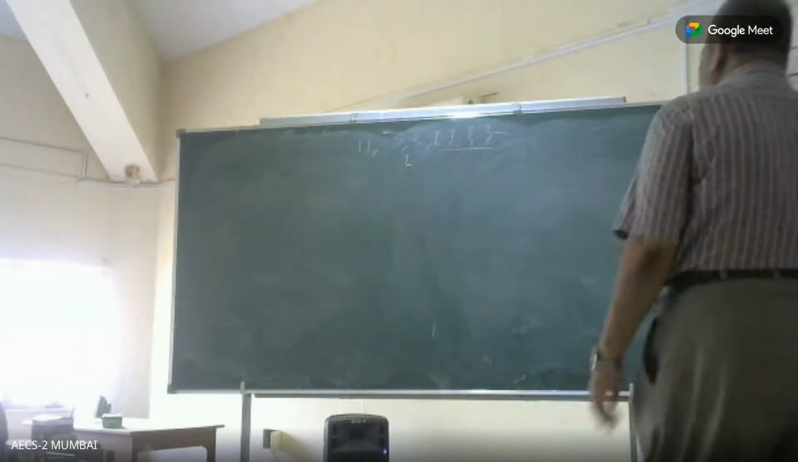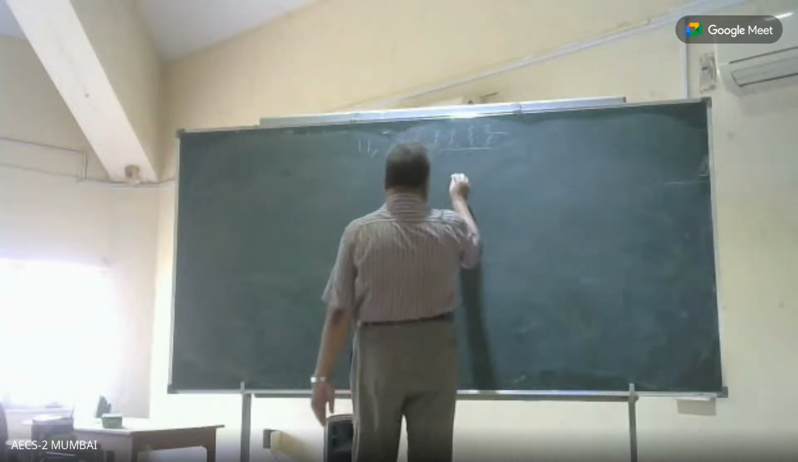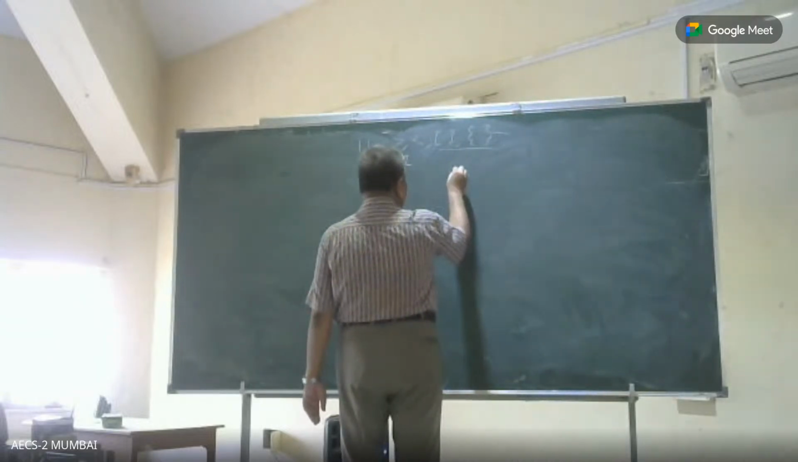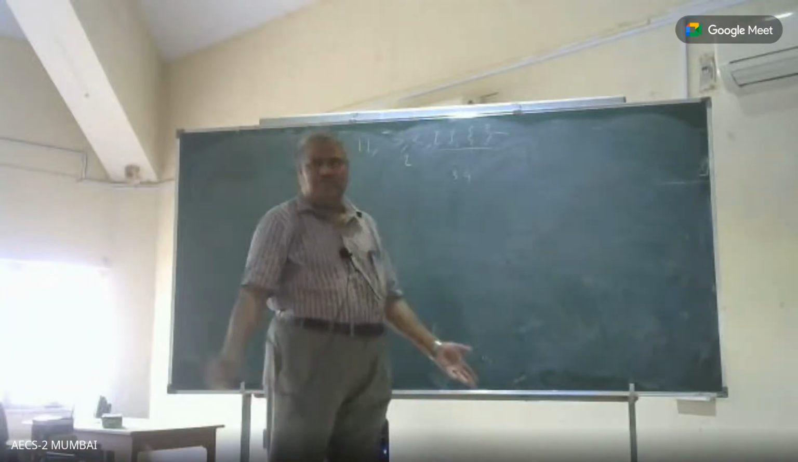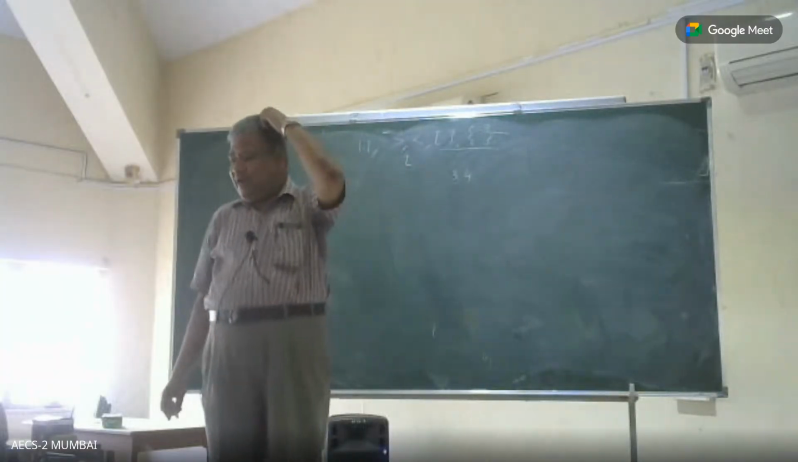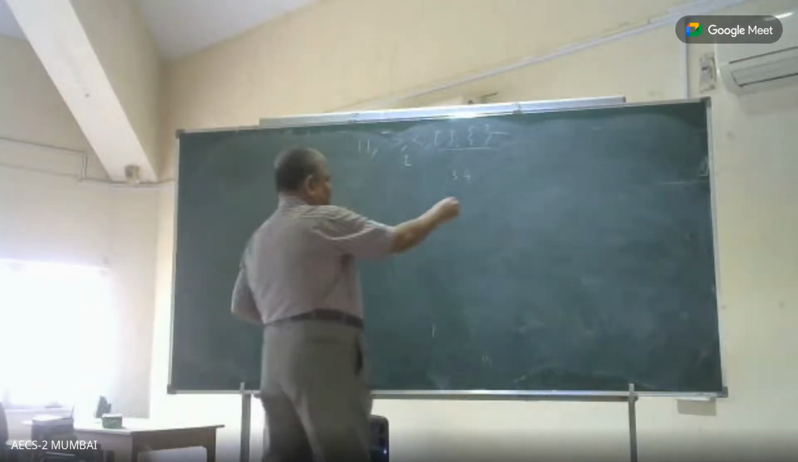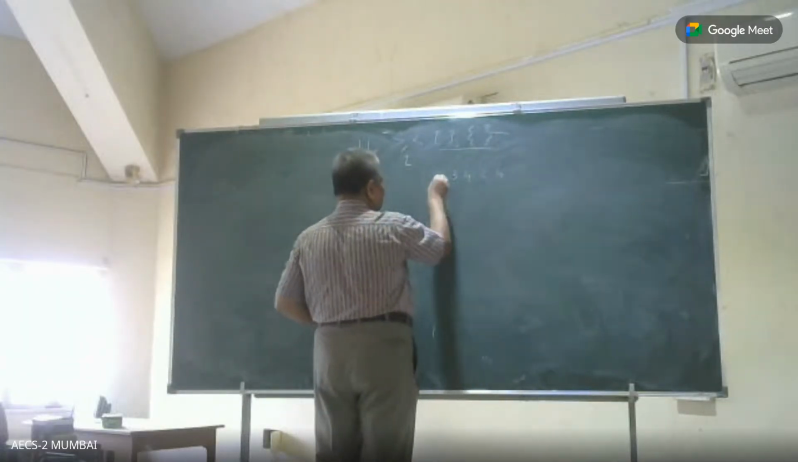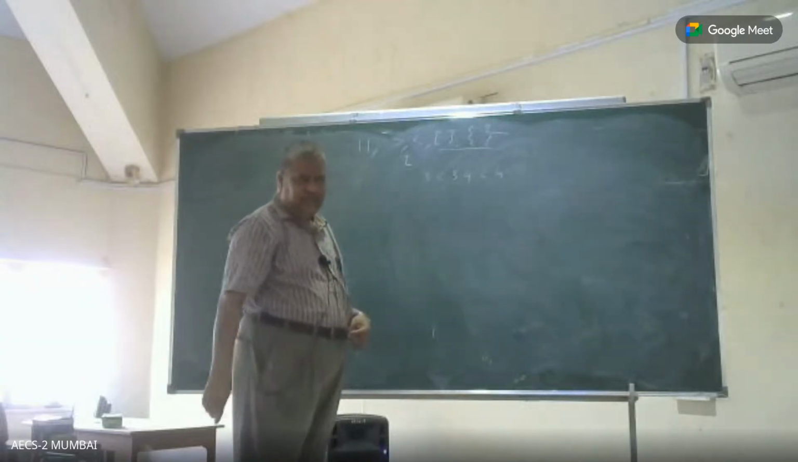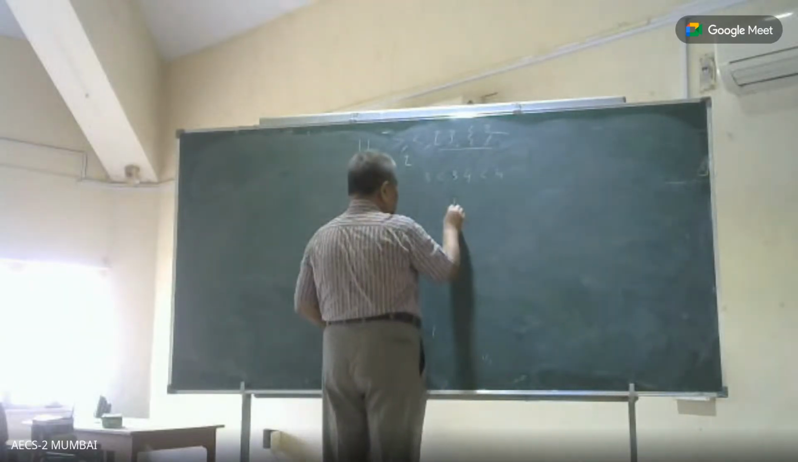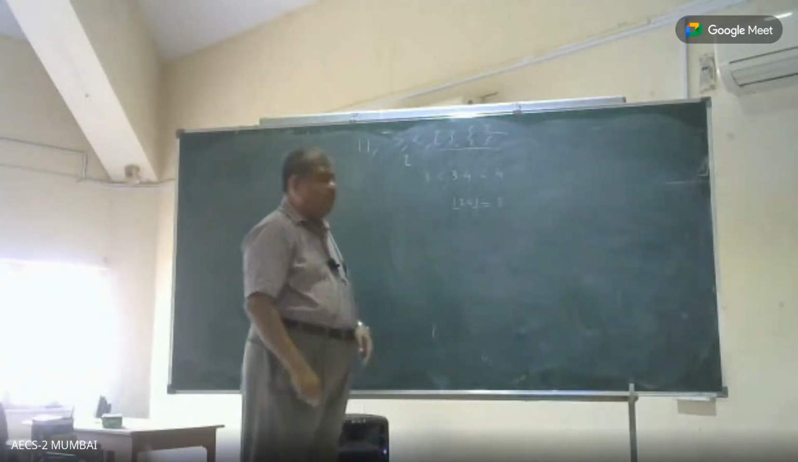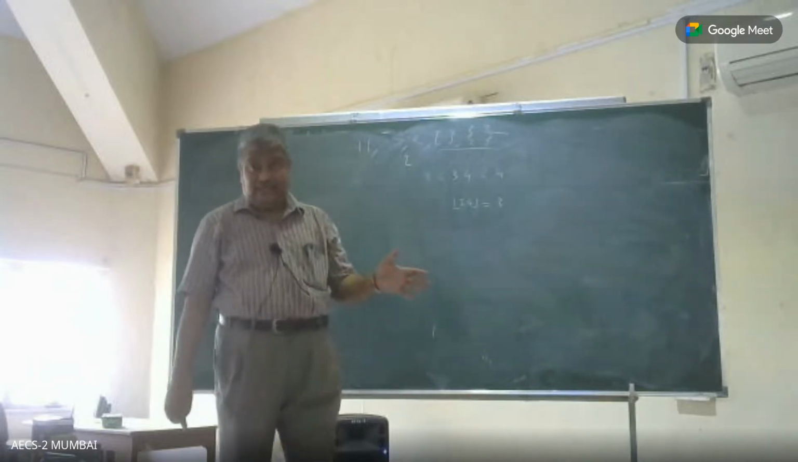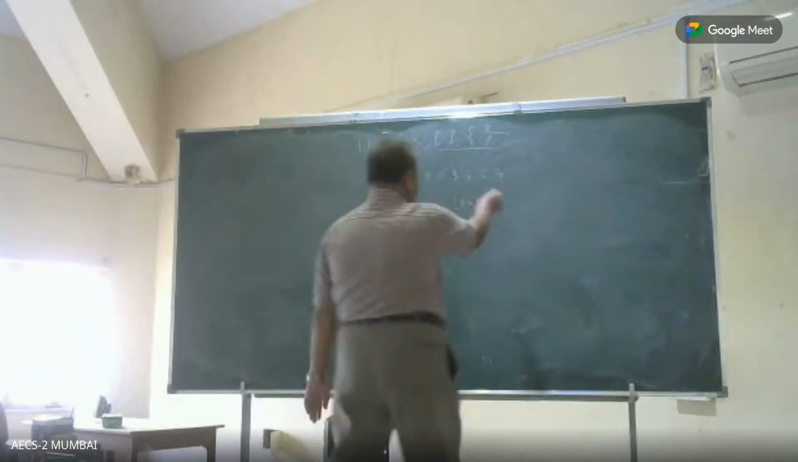So, yeah, every real number lies between two integers. Every real number lies between two integers. So what are they? This is 4 and this is 3. Okay? So this is called floor. Floor of 3.4 is what? 3. And this is called ceiling.